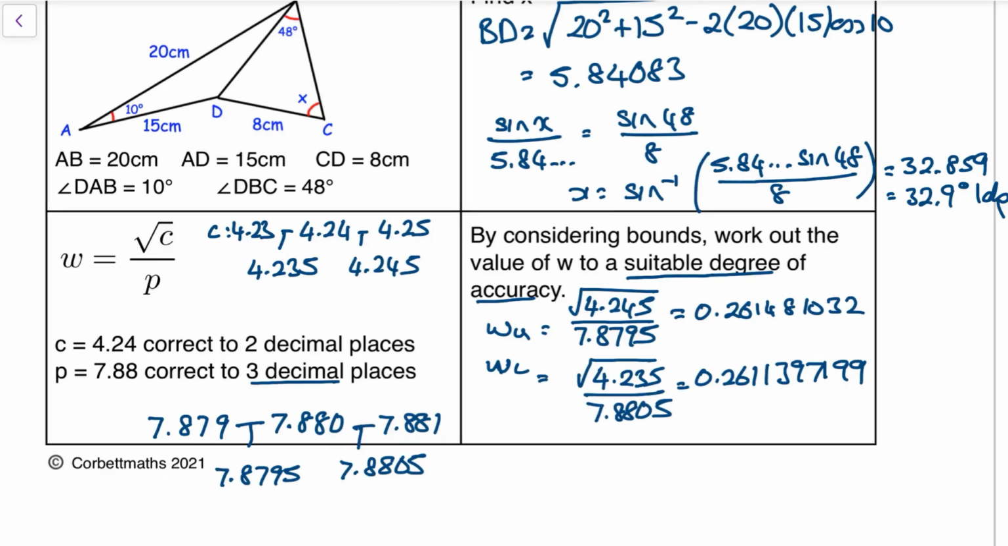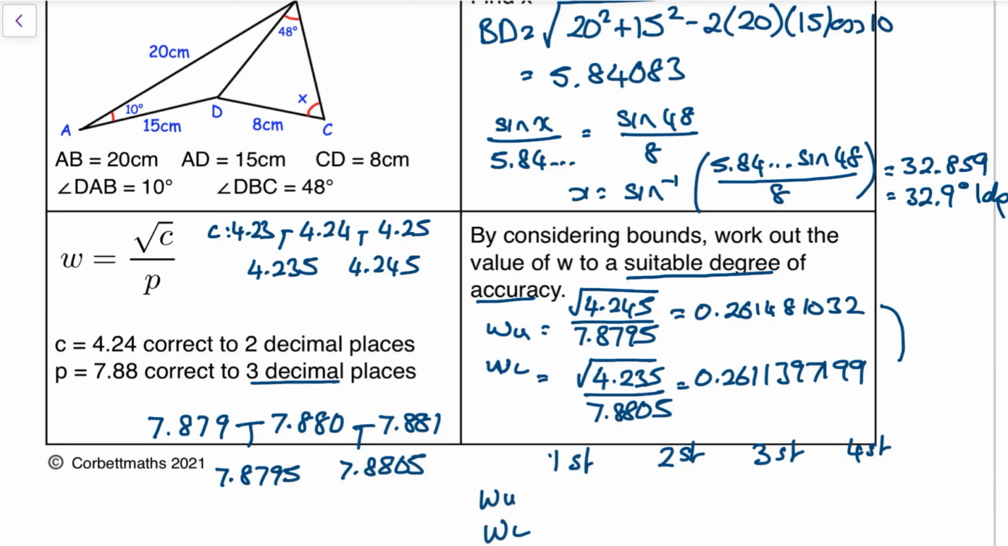Now, what does this suitable degree of accuracy mean? So what am I doing? By considering bounds, work out the value of W to a suitable degree of accuracy. So W is somewhere in between 0.2611 and 0.2615. Now, you don't need to do all of what I'm about to do, but it's just so I can explain it better. So I'm going to work out these numbers to 1 sig fig, 2 sig fig, 3 sig fig, 4 sig fig, etc. Hopefully I won't need more than that. So W upper and W lower.